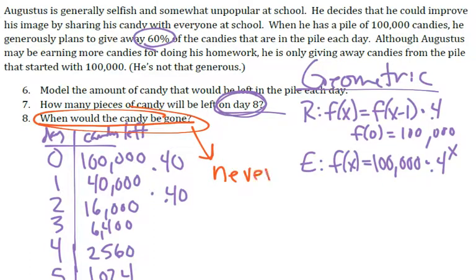Never. Because we're only taking a percentage. When you take a percentage and it's not equal to 100%, you're never going to completely get rid of something. You may get it so infinitesimally small that you can't see it, touch it, feel it, maybe not even see it with a microscope. But really, there's always going to be some little piece left there.